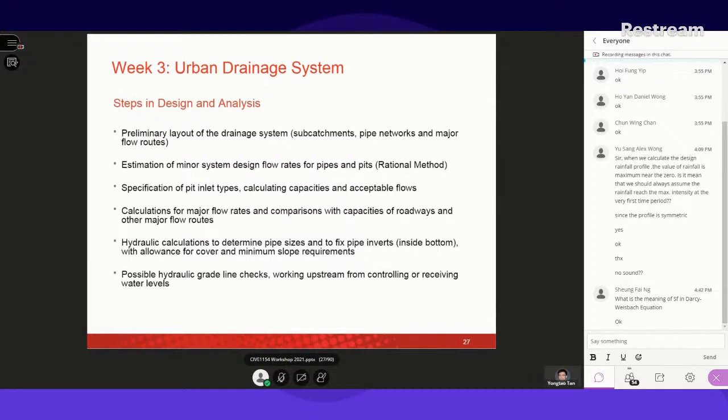For example, for the minor system, we may use the AI, for example, for 2 years. For a major flow rate, we can use a 20-year AI. So we use the hydraulic calculations to determine the pipe size and to fix the pipe inverts. Actually, we'll introduce that later. With the allowance for cover and the minimum slope required. And also we need to check the HGL, the hydraulic grade line, and also work upstream from controlling and receiving water levels.